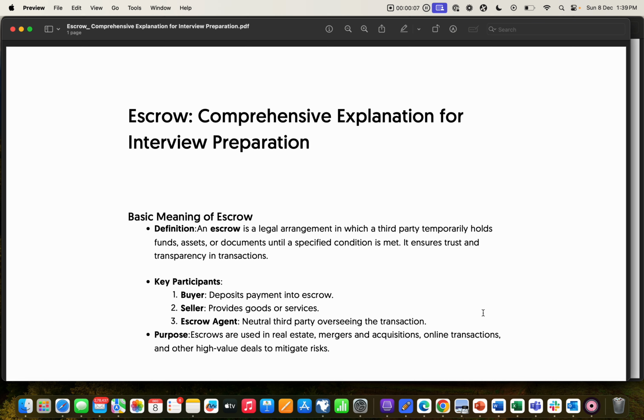So today we'll discuss escrow. Did you hear about escrow? You can draft your answer. We'll give you 10 seconds and then we'll move on with our explanation.